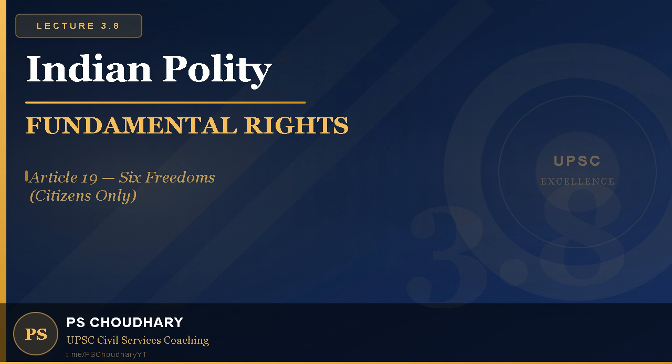Subclauses D and E are freedom to move freely throughout India and freedom to reside and settle in any part of India. They share the same restriction clause, Article 19, Clause 5. Restrictions can be for interests of the general public or to protect any scheduled tribe area. This is why states can restrict outsiders from settling in protected tribal regions. Subclause G is freedom to practice any profession or carry on any occupation, trade, or business.